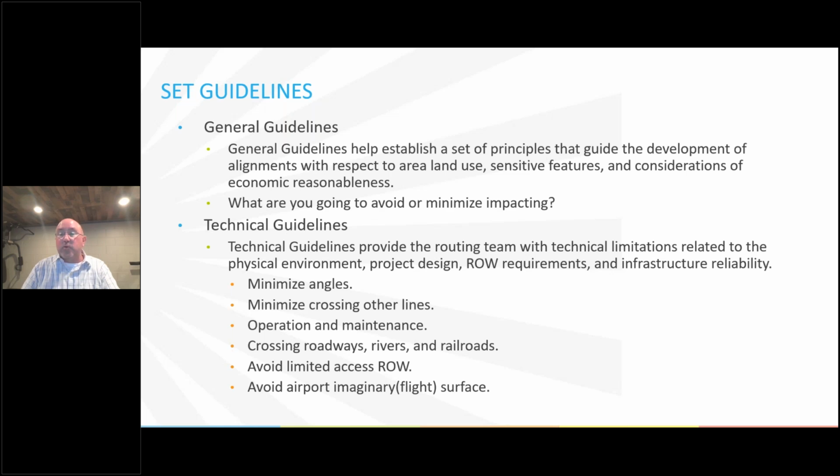Maybe minimize angles greater than 65 degrees. You can set that to whatever you want. Cross roadways, rivers, and railroads at a close to perpendicular angle where reasonable and feasible. Avoid placing structures within limited access right-of-way, such as freeways. Avoid placing structures in an area that may cause the structure to extend into an airport imaginary flight surface. And you'll hear more about that later.